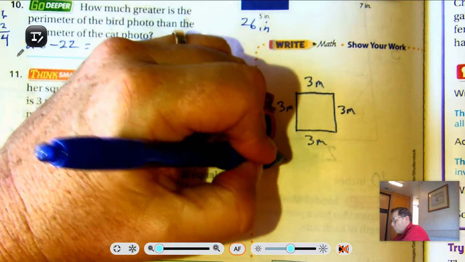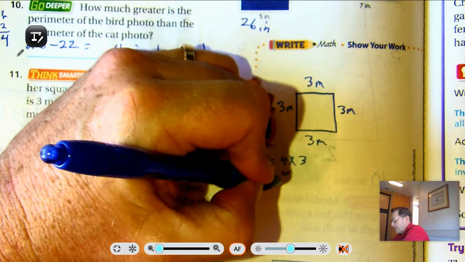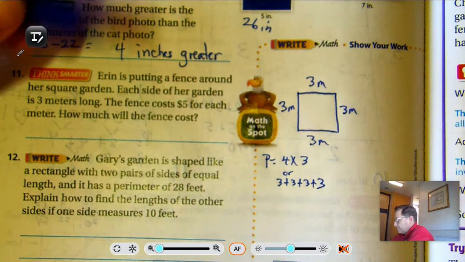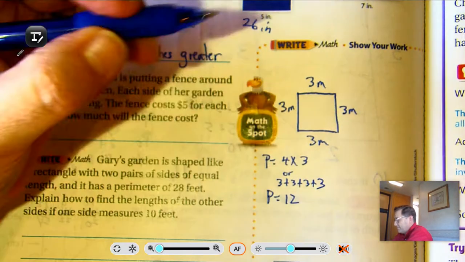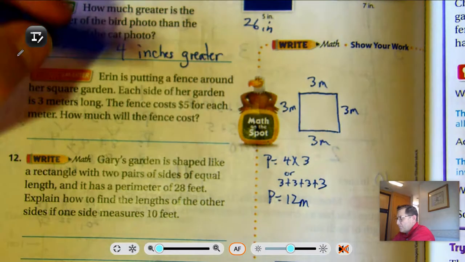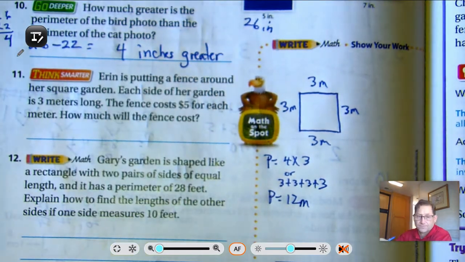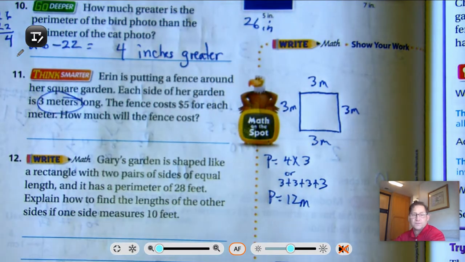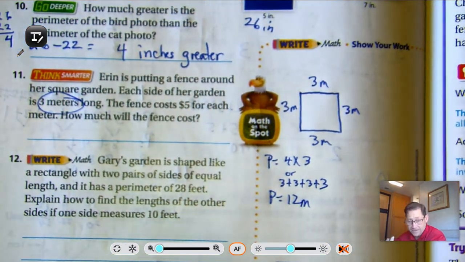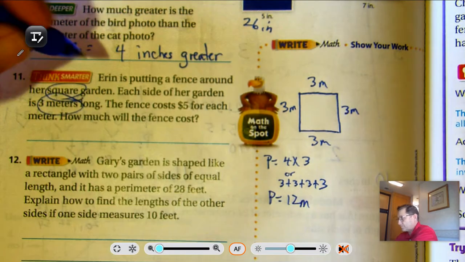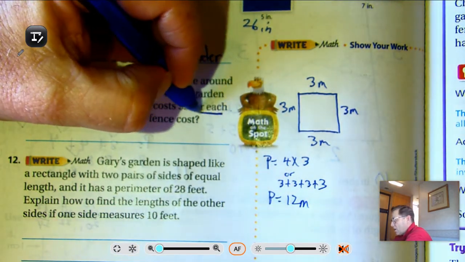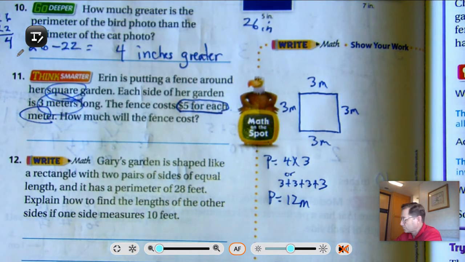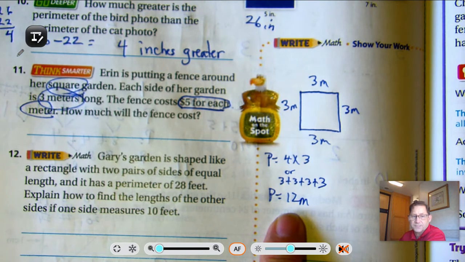Well, the perimeter is 4 times 3, or 3 plus 3 plus 3 plus 3. So the perimeter is 12, right? So 12 meters. But that's not what my question was. Okay, so we used the fact that the garden was a square and that it was 3 meters long. However, it says the cost is $5 for each meter. Well, we have 12 meters.